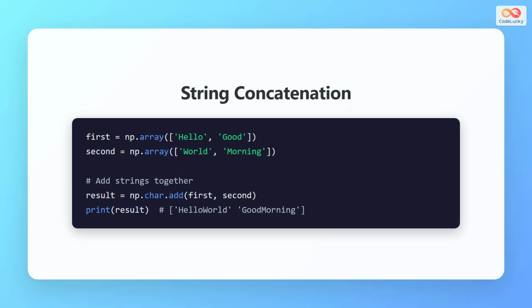You can concatenate or combine strings from 2 arrays using np.char.add. For example, if you have one array containing hello and good, and another array containing world and morning, using np.char.add will combine corresponding elements. The result would be an array with hello world and good morning. Notice that there's no space added automatically between the strings, so you'll need to add spaces manually if you want them in your concatenated result.